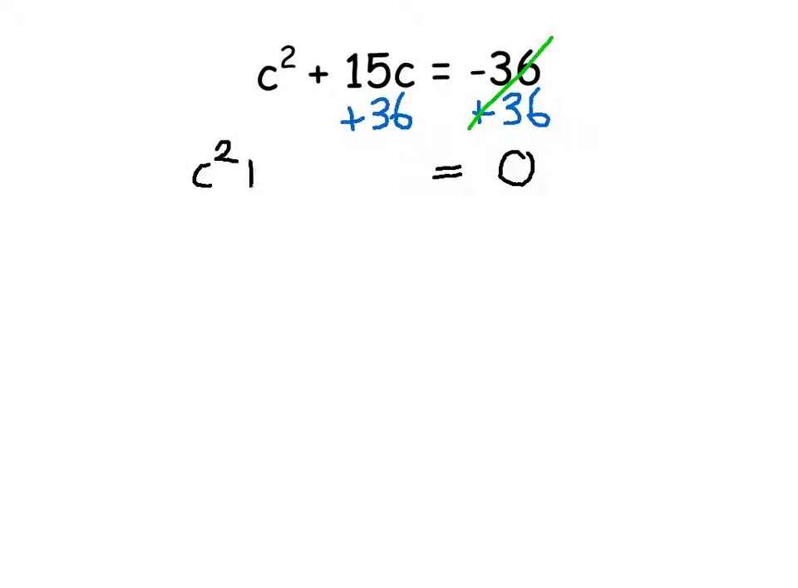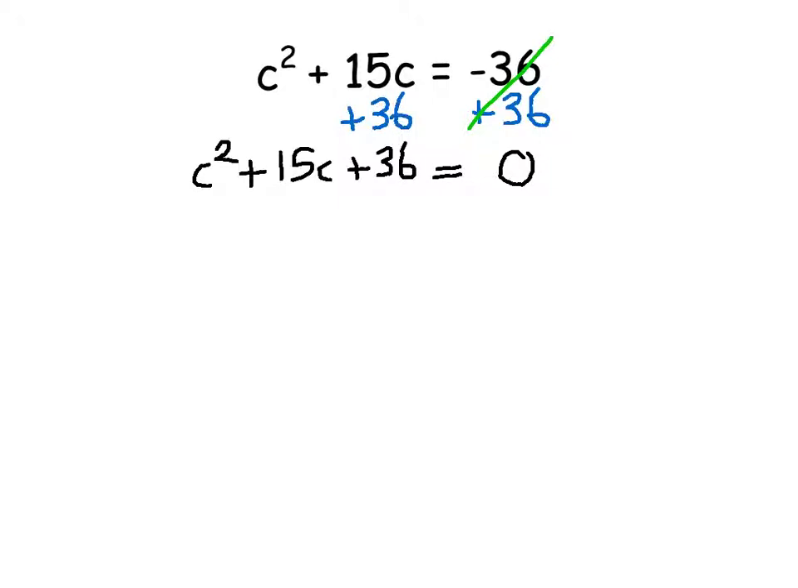Then I've got my 15c. And now I've got 36 on the end too. And that's the order that I want it in. I've got my squared term first, then I've got my term with a single piece of algebra, and I've got the number on the end. And that's the way that we're used to seeing it.